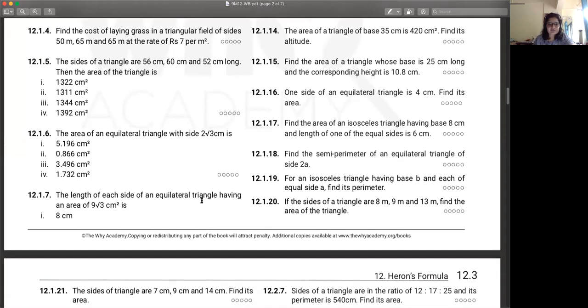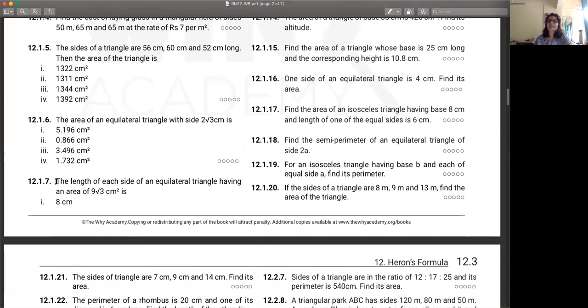Now 12.1.7. You have learned that if you know the side, you can find the area, right? In this problem, you're given the length of each side of an equilateral triangle having an area of 9 root 3 centimeter square. So you're given the area, you need to find the length. Okay, so do this. Quick revision: what is the formula for the area of an equilateral triangle?